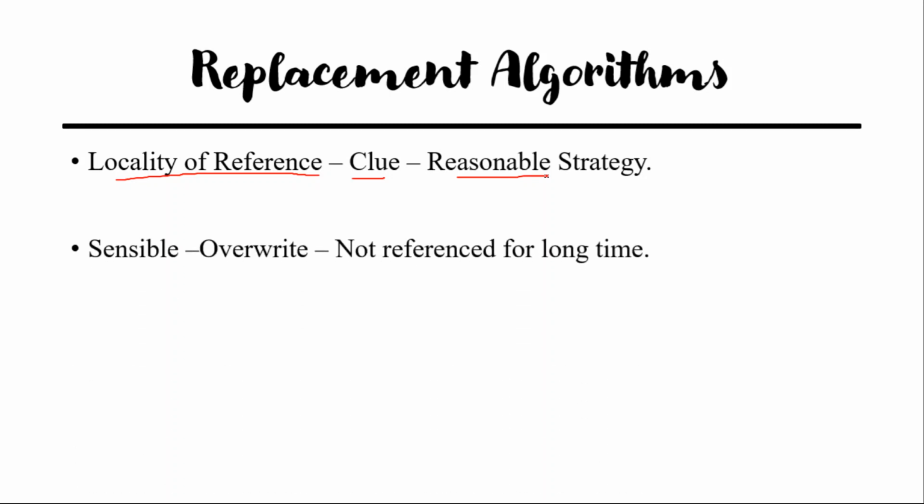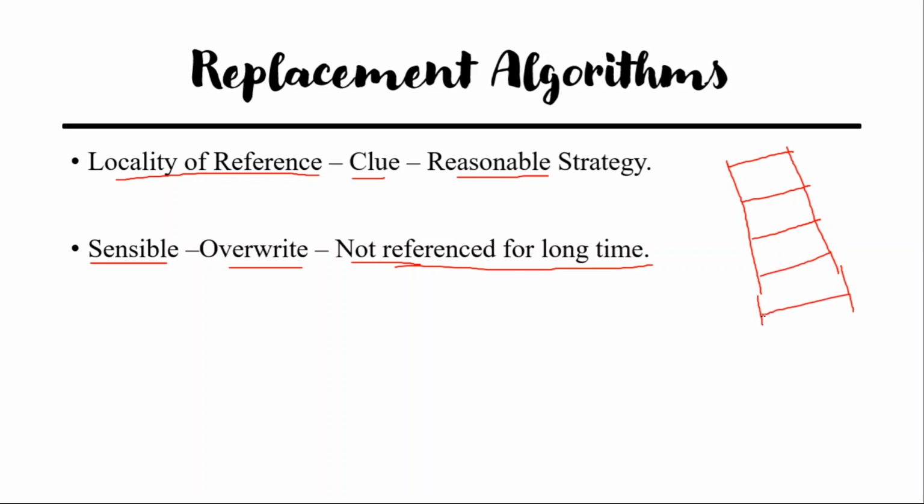So what's the best thing we can do? It is sensible to overwrite or replace a block which is not referred for a long time. Not referred by whom? By the CPU. Say the cache contains many blocks and the cache is full, now we have to bring a new block from main memory to cache memory.